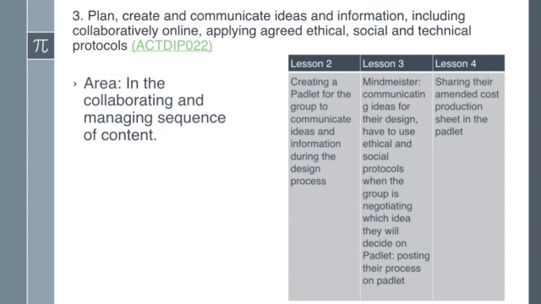In lesson 3, they use MindMeister to communicate their ideas, and they also would have to use ethical and social protocols when negotiating which idea to decide on. Lesson 4 is sharing their amended content.